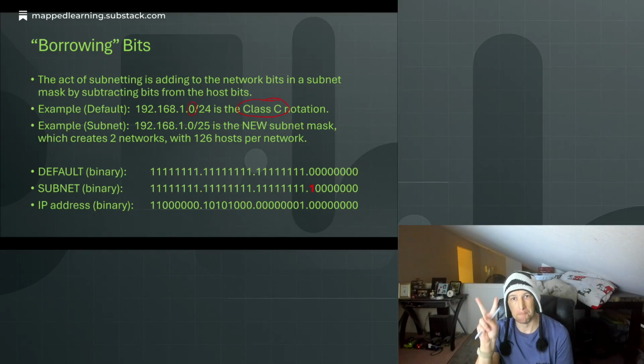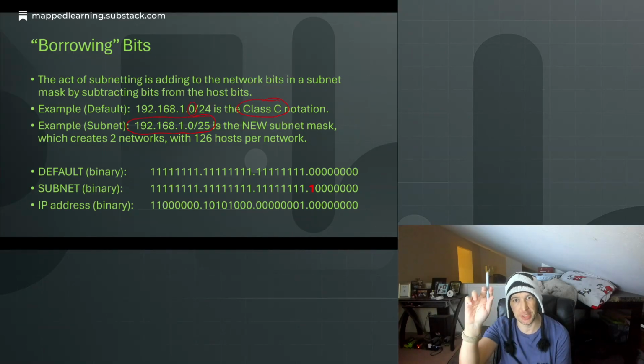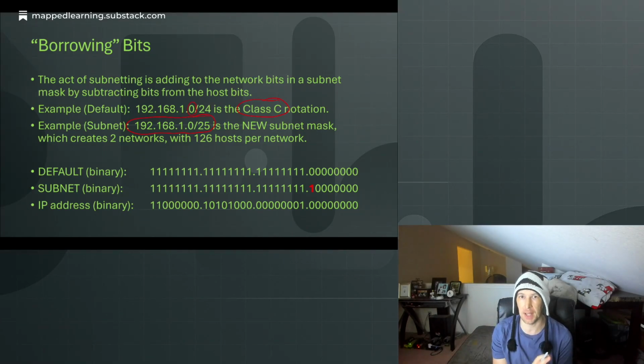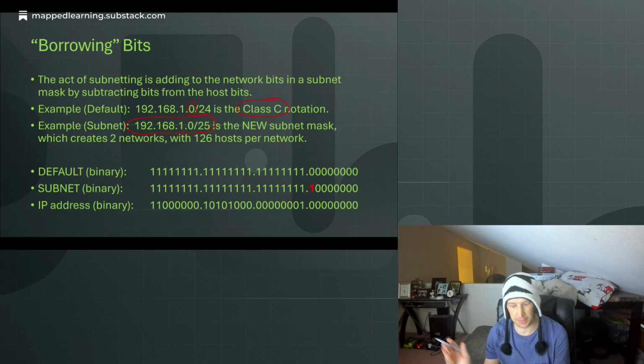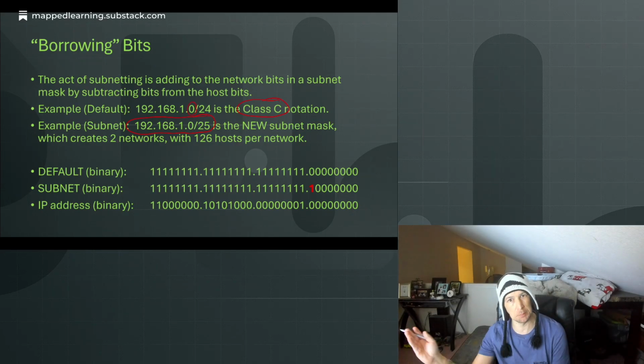Now, when we borrow bits from the host, what it looks like is the network address right below it: 192.168.1.0/25. So instead of 24, we are taking one more bit from the host and turning it on, because when you subnet, you go from the left to the right. And that is true whether we're using a default Class C, Class A, or Class B. It always starts from the left and keeps going to the right.